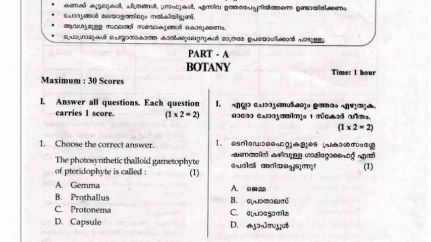1. Choose the correct answer. The photosynthetic thalloid gametophyte of pteridophyte is called: A. Gamma, B. Prothallus, C. Protonema, D. Capsule. Answer: B. Prothallus.